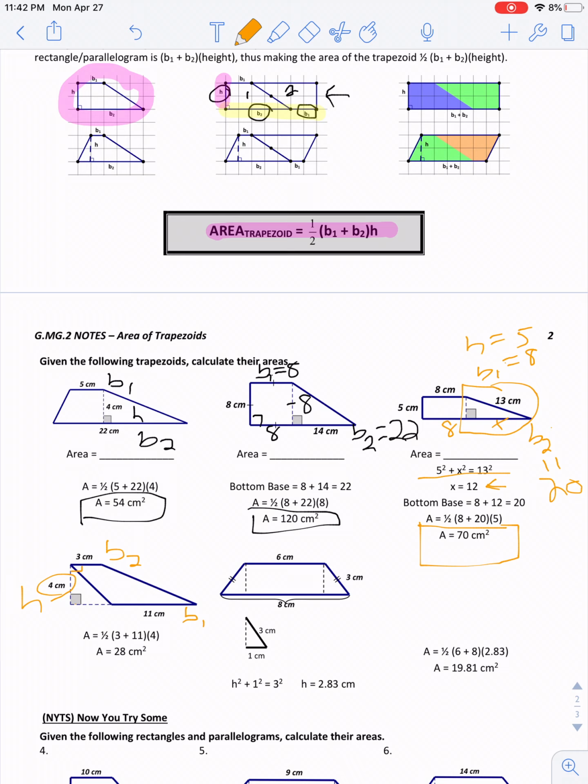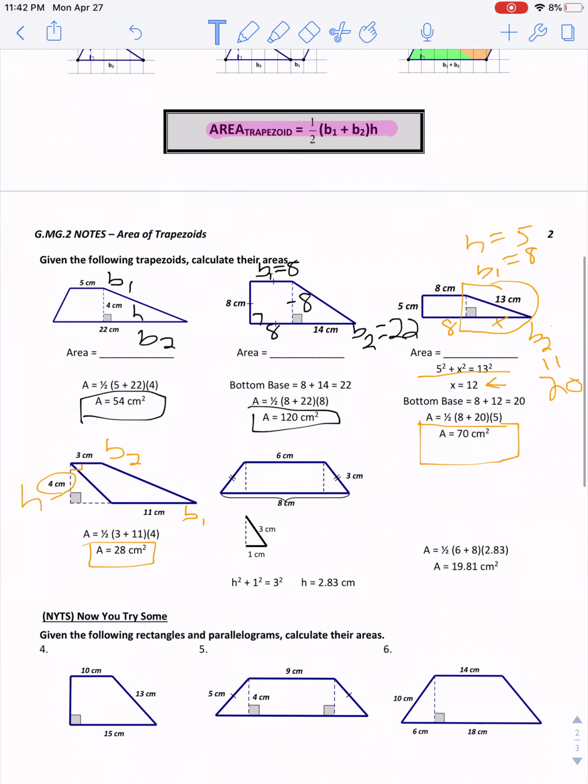All right, 3 plus 11 is 14. Half of 14 is 7. 7 times 4 is 28. All right, last example right here that's worked out. Then you got 3 down there that you can try on your own that have the answers down there.